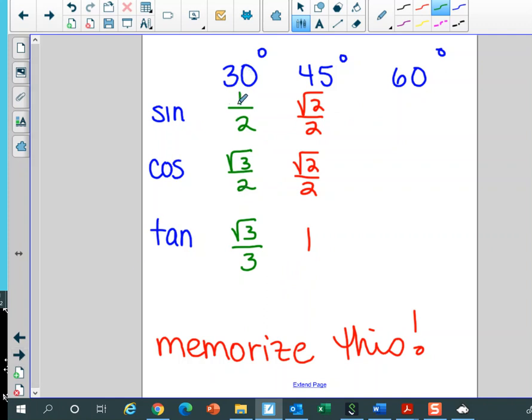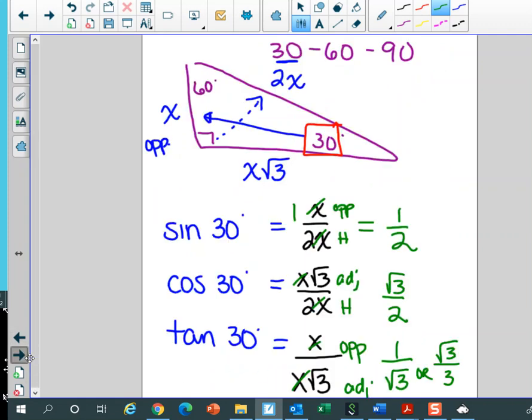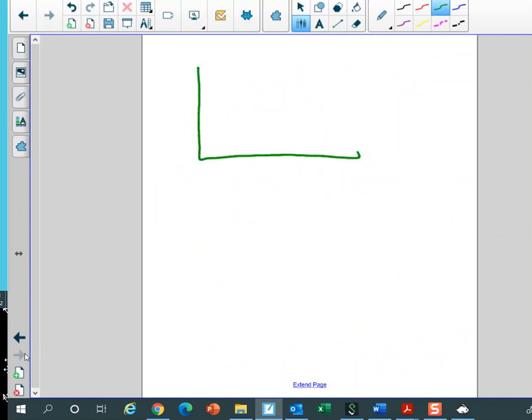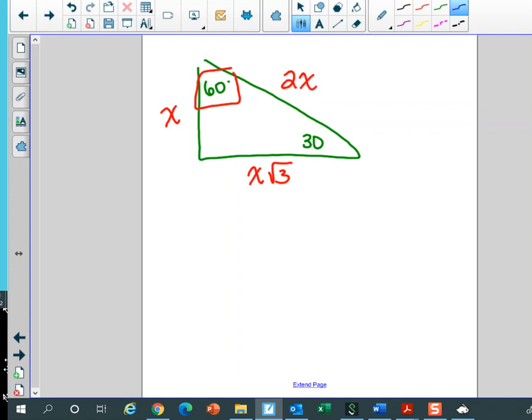So 30-degree, a little bit of a different pattern than the 45. If I take the exact same triangle, but I focus on the 60-degree angle, which doesn't change how things are labeled, but if that's my focus, then that side becomes opposite, that side becomes adjacent, and that stays the hypotenuse. If 60 degrees is our focus, across the street is the root 3 times x.